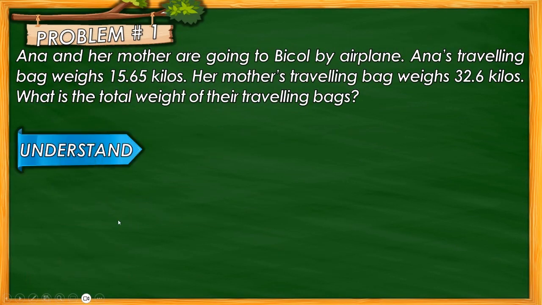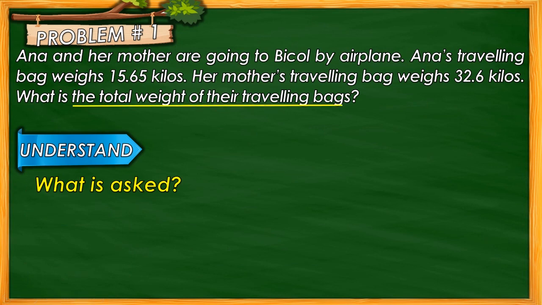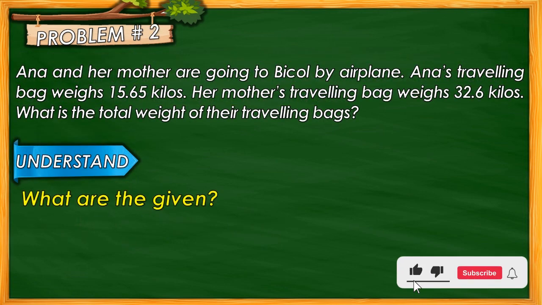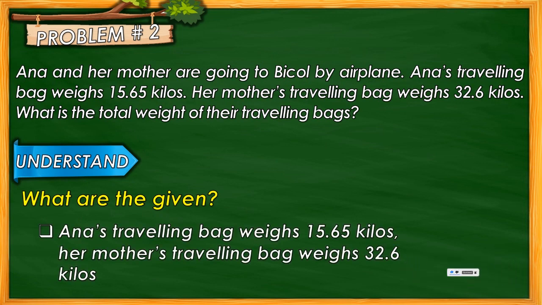Let's understand first the problem. What is asked in the problem? Correct. The answer must be the total weight of Anna and her mother's traveling bags. Now, what do you think are the given? Correct. The given are 15.65 kilos for the traveling bag of Anna, and 32.6 kilos for her mother.